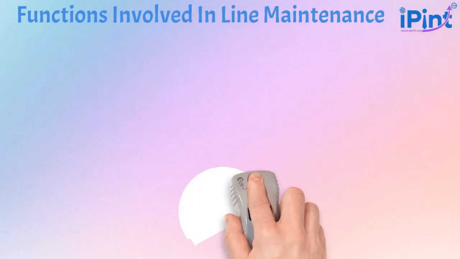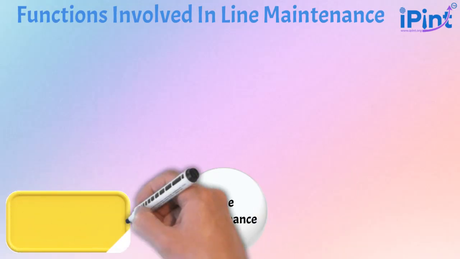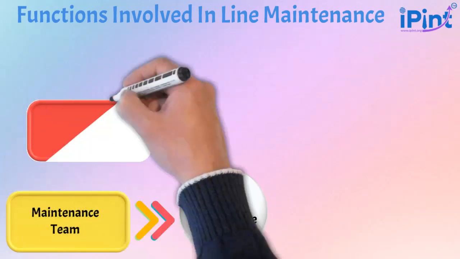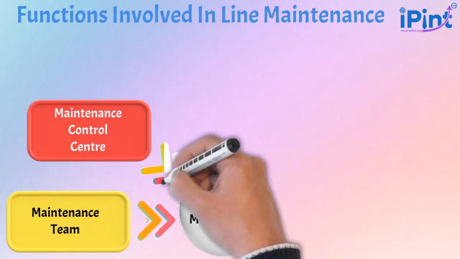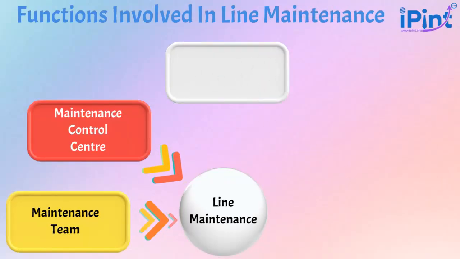Now let's explore some major functions involved within line maintenance. It starts with the aircraft maintenance team performing maintenance on the aircraft as per work order and defects reported by flight or cabin crew. If any issue is critical in nature, it needs to be notified to the Maintenance Control Centre.